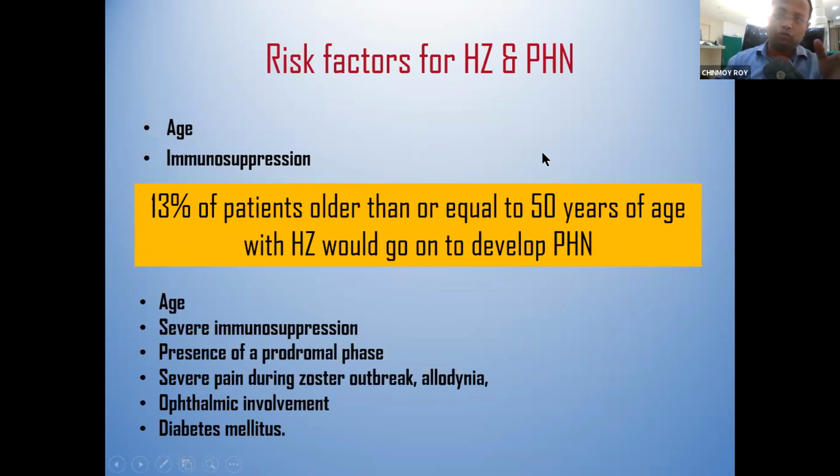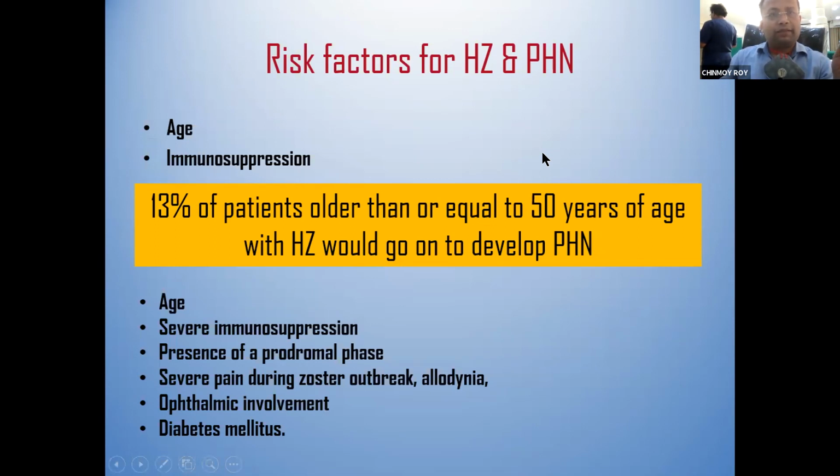Risk factors for two different things: one is the risk factor for having herpes zoster, and the second is the risk factor for post-herpetic neuralgia. The universally accepted risk factors for herpes zoster are age and immunosuppression. Usually both go hand in hand. More age means more risk of having herpes zoster, and so does immunosuppression for any reason.